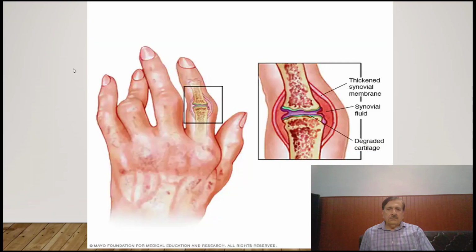So this is rheumatoid arthritis, which can be minimized, or its progression can be prevented, by the use of corticosteroids.